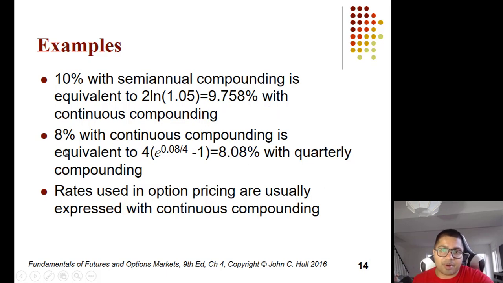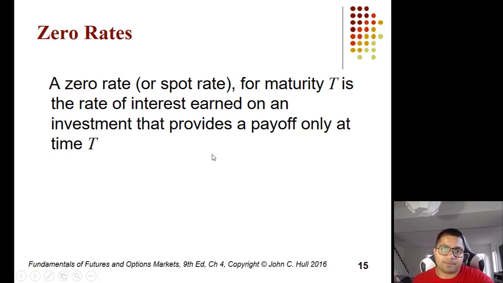8% with continuous compounding is equivalent to m times (e to the power of R divided by m, minus 1). So 4 times (e to the power of 8% divided by 4, minus 1), which is 8.08% with quarterly compounding. Rates used in option pricing are usually expressed as continuous compounding. That's why whenever you are discounting and compounding in terms of derivatives or options, we always use continuous compounding. Now there is a concept of zero rate.